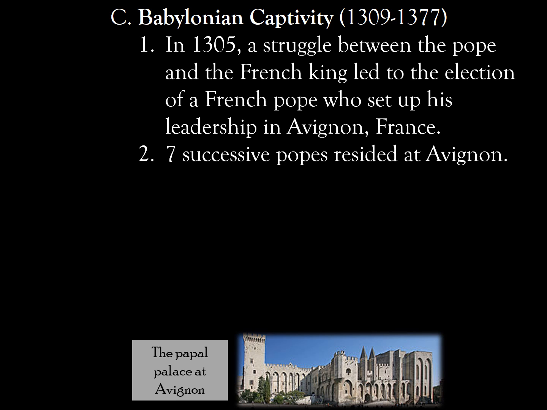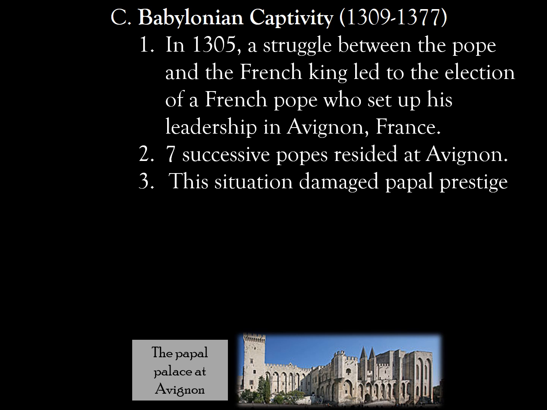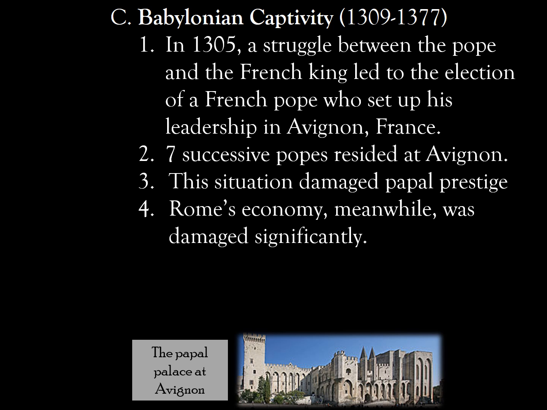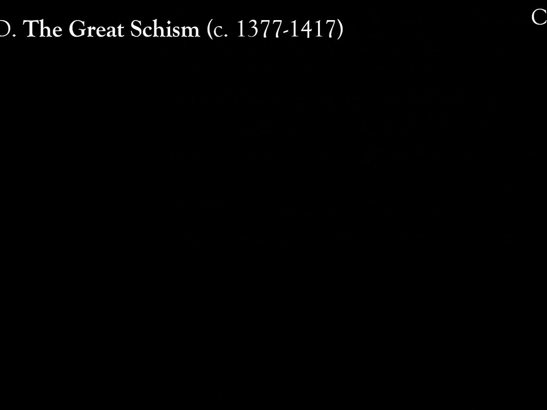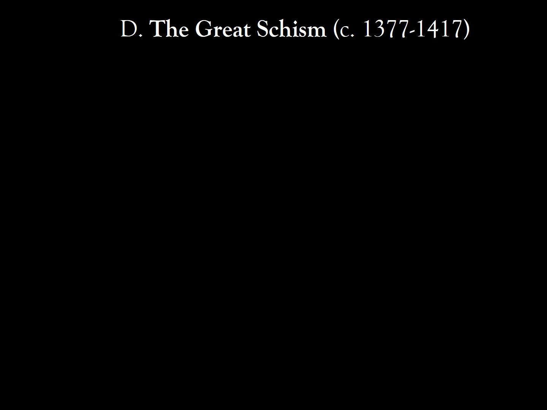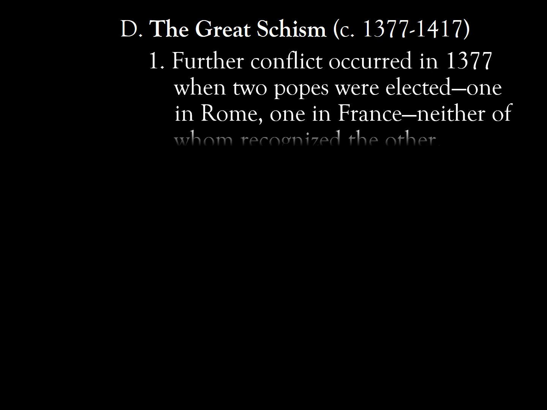These 7 popes were seen as puppets to the French monarchy, and therefore the power of the papacy seemed to be diminished, and the reputation of the papacy outside of France was seen as lessened. This situation damaged papal prestige. Rome's economy also was damaged significantly with the papacy not residing there. This ultimately will lead to the Great Schism starting in 1377.